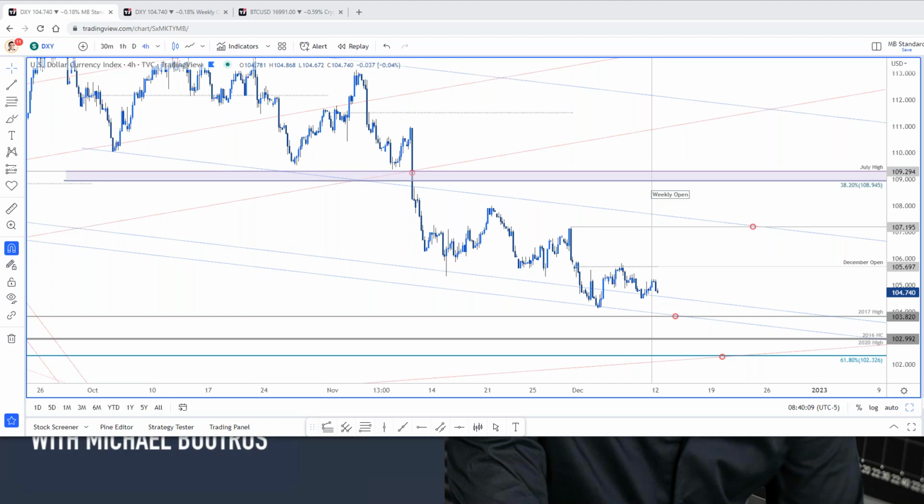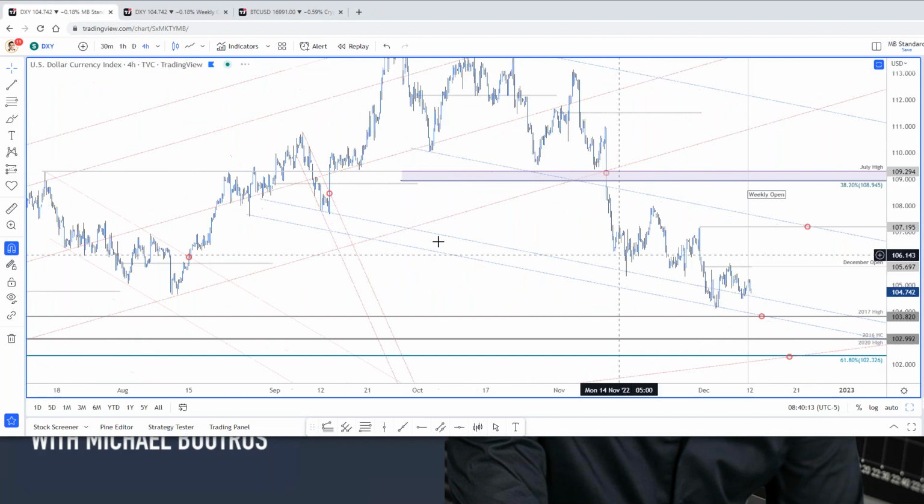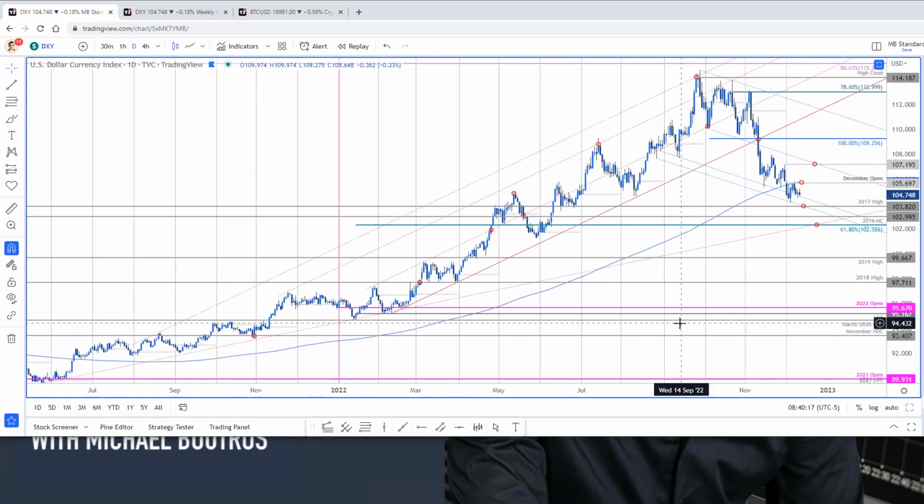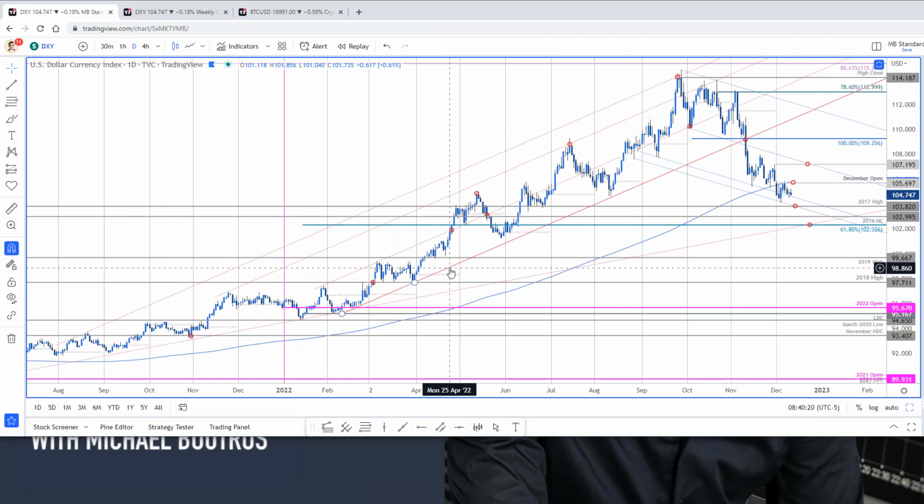Ted says, can we see the full screenshot on all time frame sheet? Sure. So again, quick recap. Here's the daily. These are just a series of slopes, all derived off the yearly low, or the February low rather.